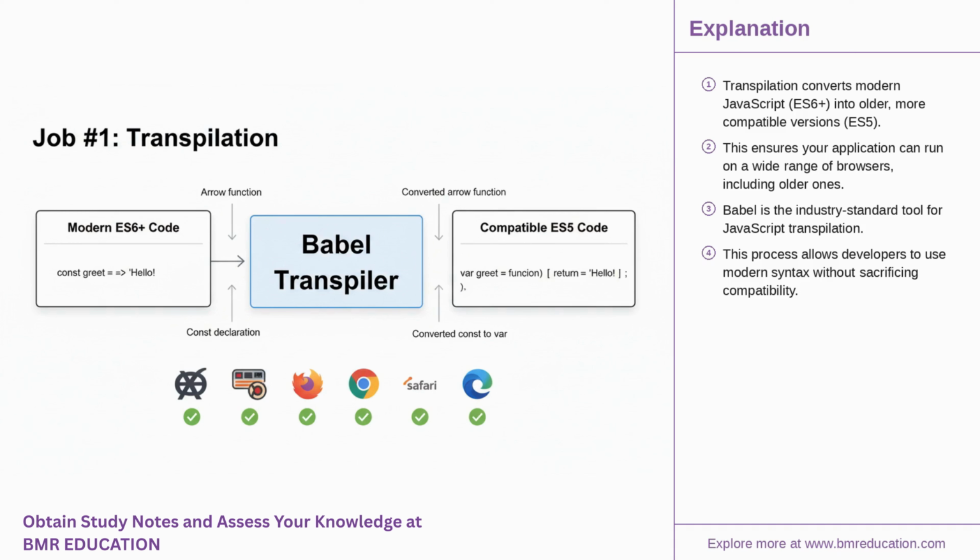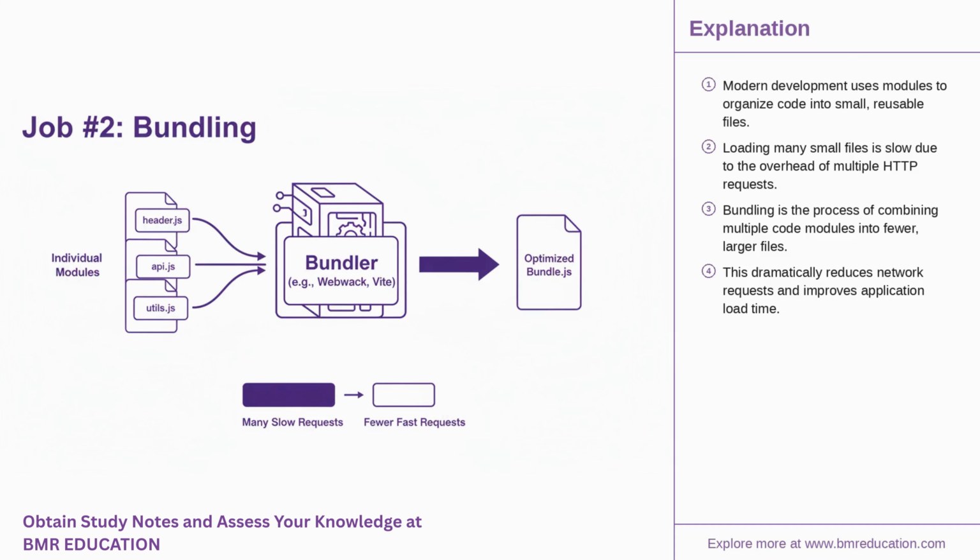To keep our projects organized, we write code in small, focused files called modules. This is great for maintainability. However, loading hundreds of tiny files in the browser is inefficient, as each one requires a separate network request. This is where bundling comes in. A bundler analyzes these modules and their dependencies, intelligently combining them into one or a few larger files.